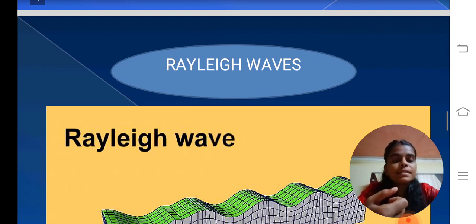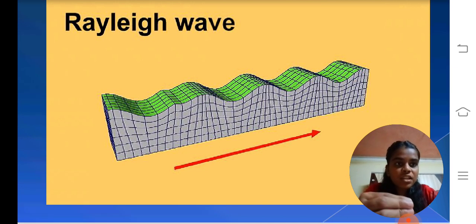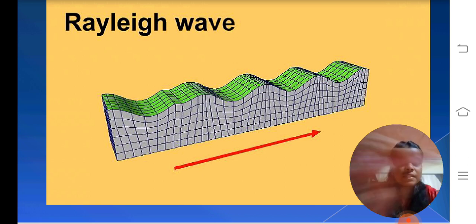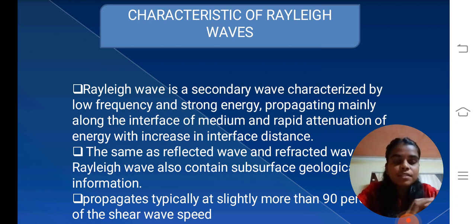The speed of the Rayleigh waves is slower than that of Love waves. Next is the Rayleigh waves. I told about the alternate compression and extension observed in the Rayleigh waves. So the figure is shown here about these Rayleigh waves. Next, we see some of the characteristics of the Rayleigh waves.